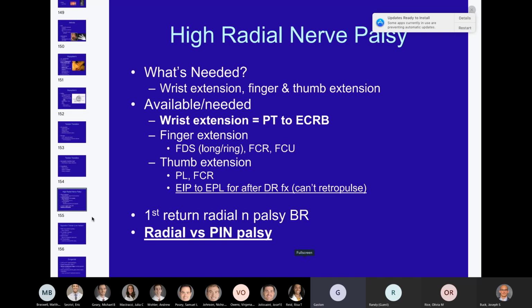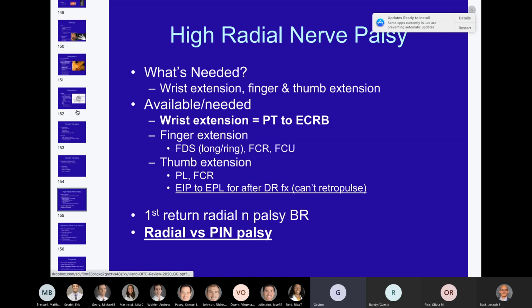Radial nerve palsy. The one for OITE to remember is wrist extension. You're always going to choose pronator teres to ECRB. If you can just remember that, then you're already down to probably the right answer or just two. And then for finger extension, you're either going to use FCR, FCU, or FDS. And for thumb extension, it's small, so you're usually going to use either palmaris or an FDS.